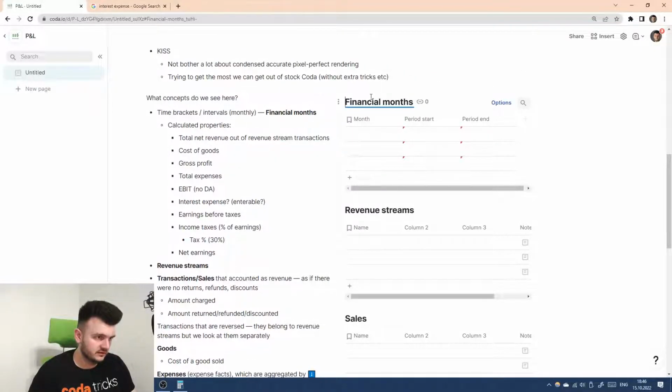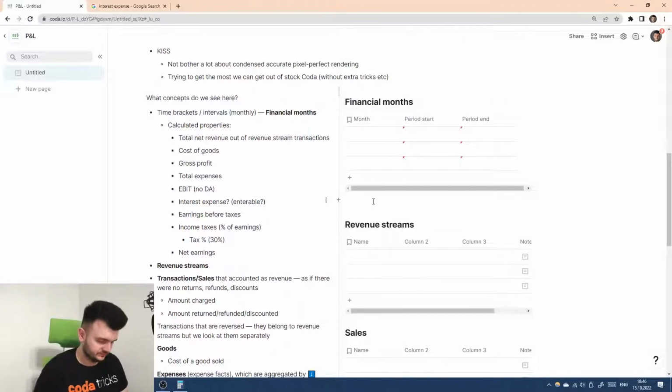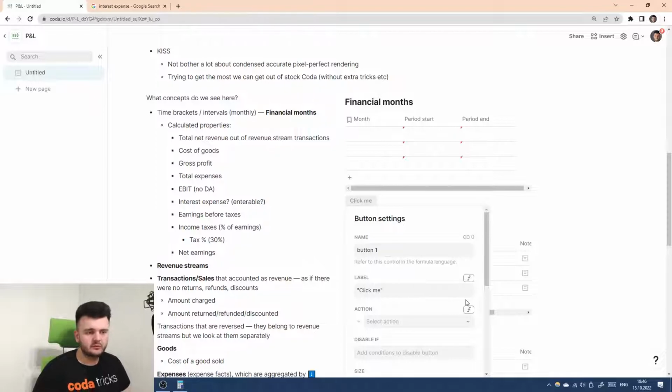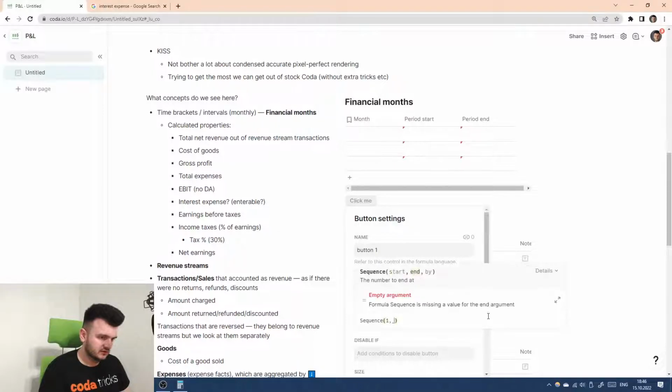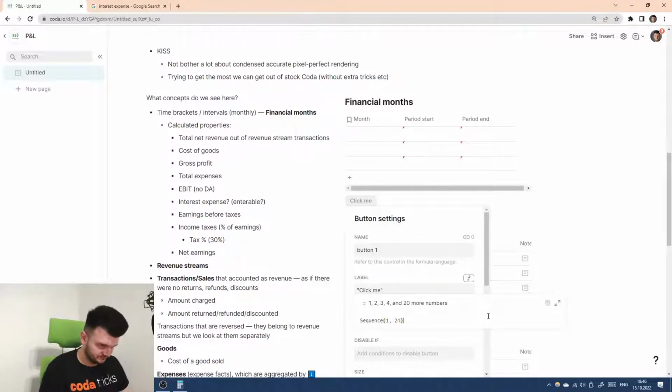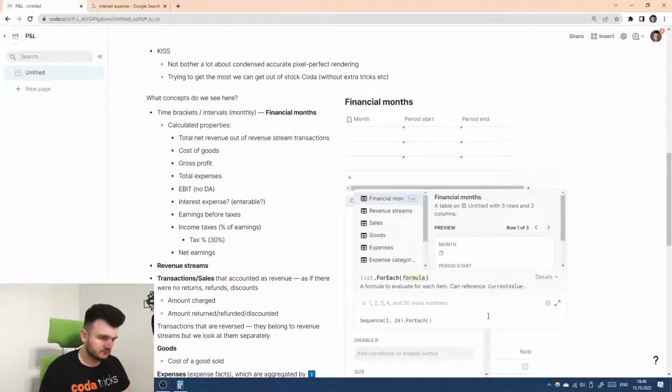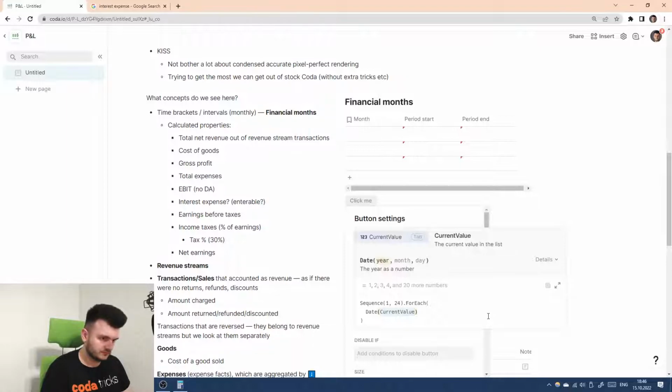We can do this manually, or we can create a button to actually do a little sequence. So let's start with 2018. Let's create 24 months actually. 2018, the month is 1st, the day is 1st, and actually the month can be the current value.